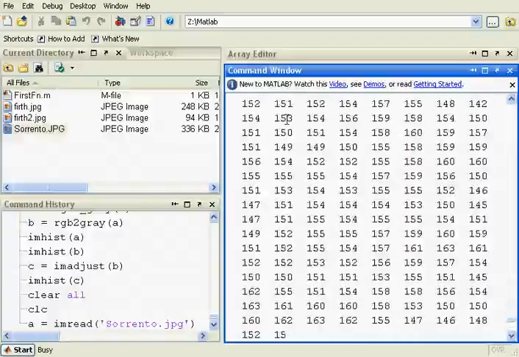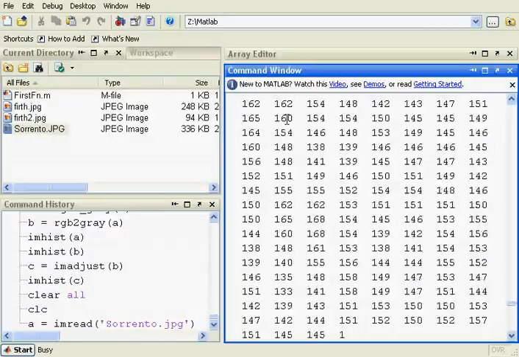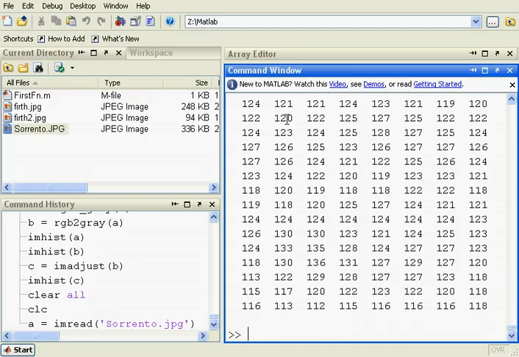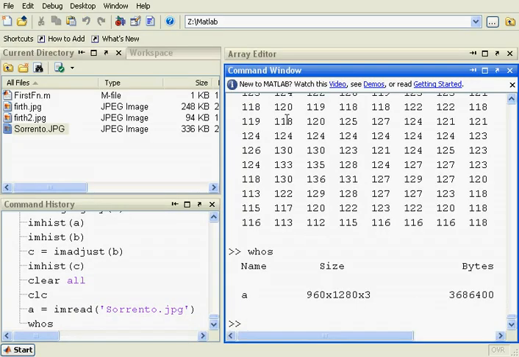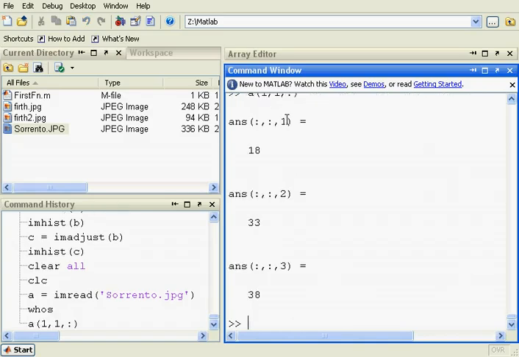And a lot of numbers are going to flash by here. So what's going on? It's 960 by 1280 by 3: a red plane, a green plane, and a blue plane. If I say this, the red is 18, the green is 33, and the blue is 38. So those added together would give you a fairly dark color, a black.